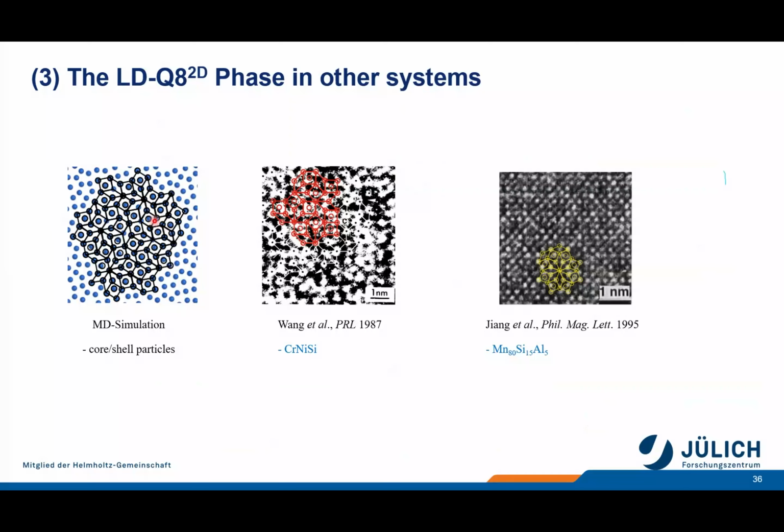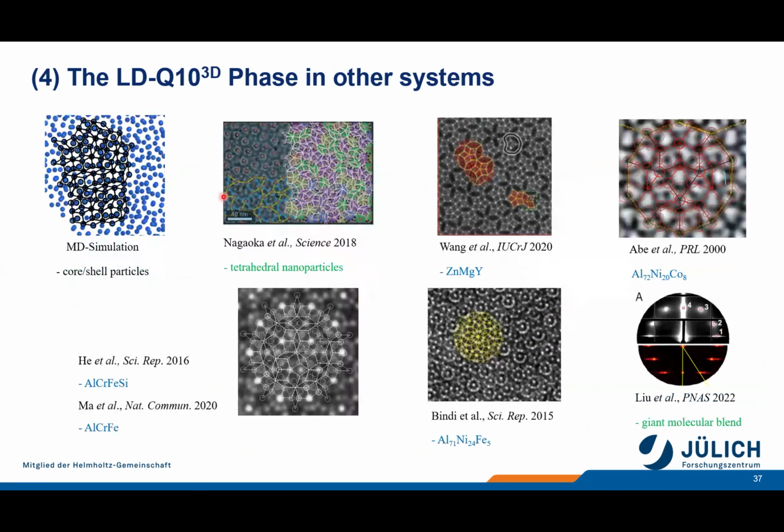The third thing is then this 8-fold rotation symmetry phase. This is the computer simulation of core shell particles, and these are the metal alloys. They are quite rare, but still metal alloys show exactly the same structure as the MD simulation for the core shell. So we really start building bridges between soft matter and hard matter in order to understand quasicrystals.